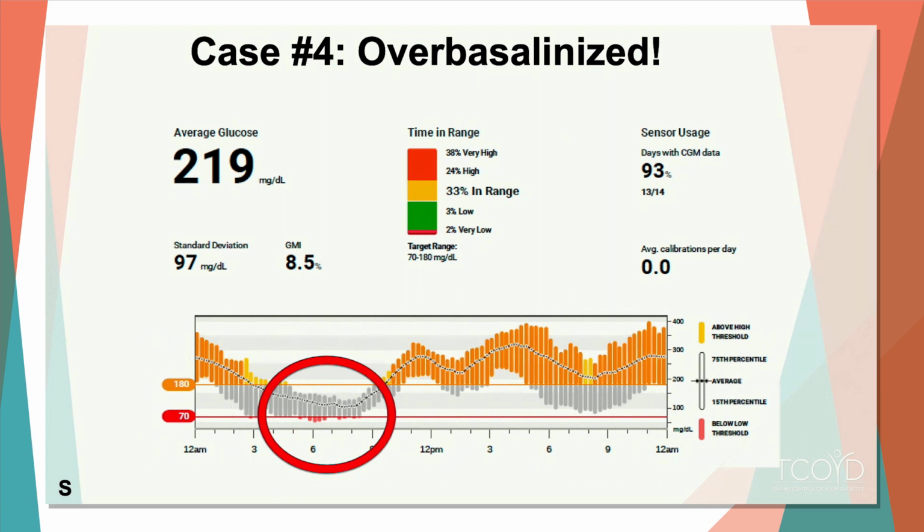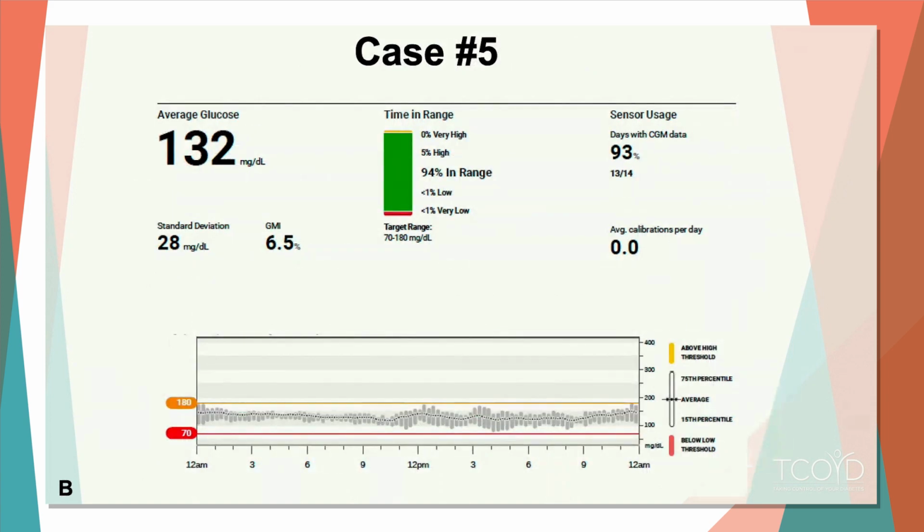Yeah, if you did an overnight basal test, this person would really get low. It'd tank. Okay, one more case here. So this is a little different. Average glucose 132, standard deviation 28, time in range 94%. Look at the 24-hour modal day. This person's killing it. It's basically a no-hitter every day.